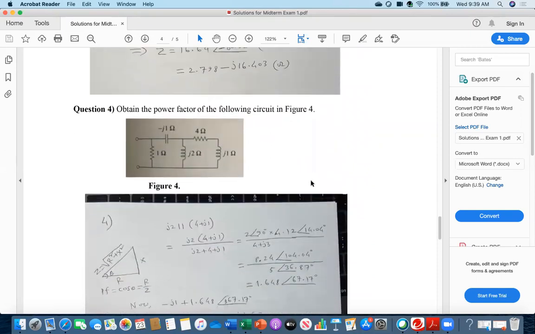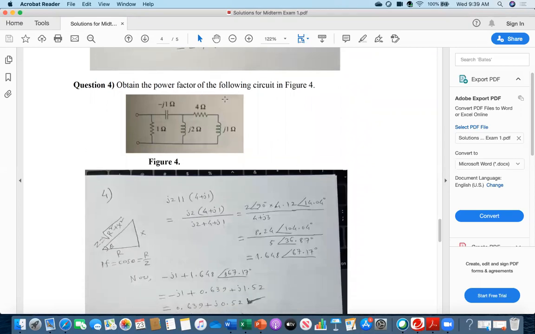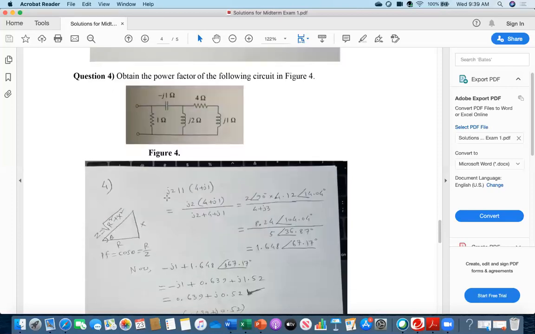Question number 4 was to obtain the power factor of the following circuit. You see, these are all resistance, inductance, and capacitive components. There is no voltage or current source, so you cannot find the complex power, apparent power or real power that would give you the theta to apply cos theta. Because all are impedances, you have to go through impedance.